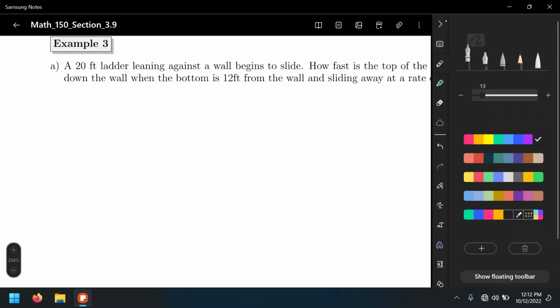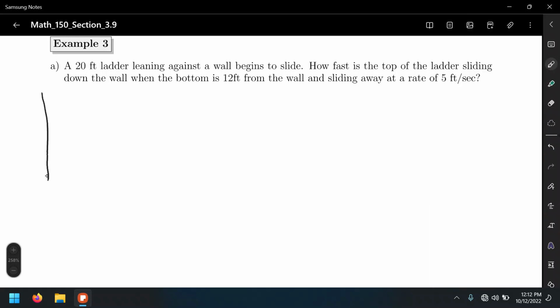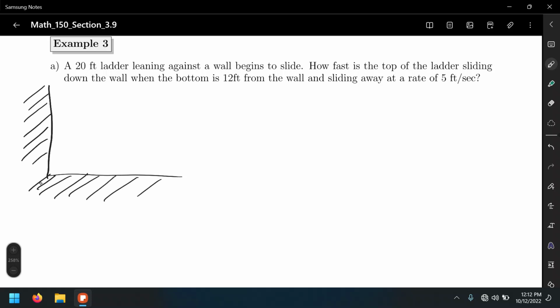Number one, let's draw a picture. So we have this wall right here. And we have the ground right here. All right. So what do we have? We have a ladder. And this ladder is, number one, 12 feet long. No, it's 20. What is it? Oh yes, it's 20, the 12 is the distance on the ground. Thank you. So 20 feet long.